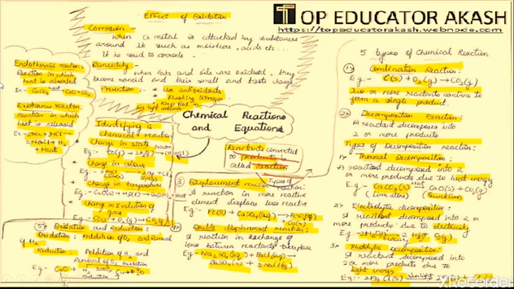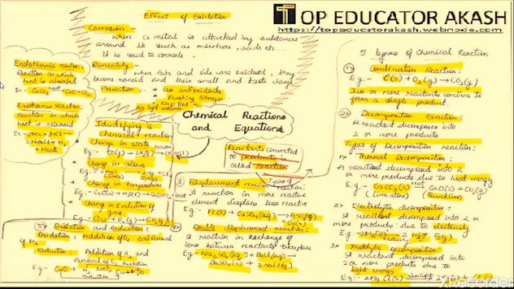Example: CuO, that is copper oxide. When it is mixed with H2, then Cu, that is copper, plus H2O, water, is formed. Here H2, that is hydrogen, is behaving as a reducing agent because it is displacing oxygen from CuO, and CuO, copper oxide, is behaving as an oxidizing agent because it is providing oxygen for H2.